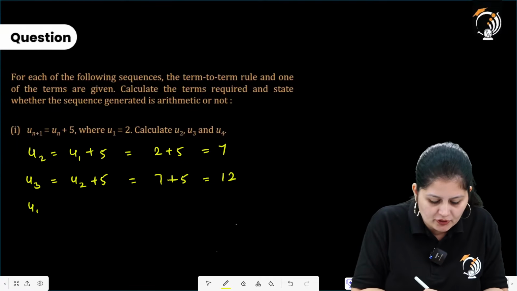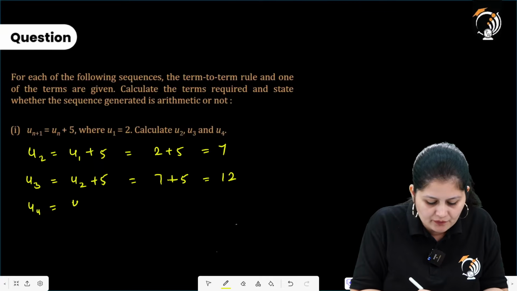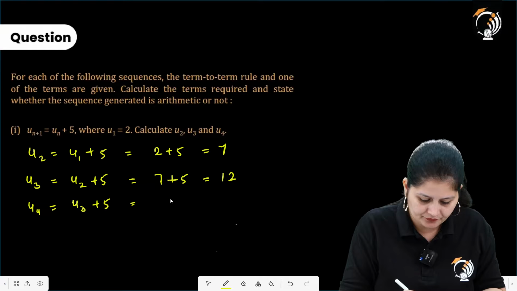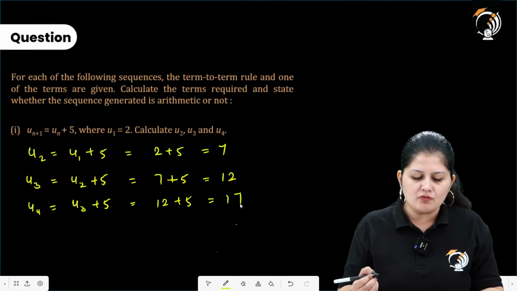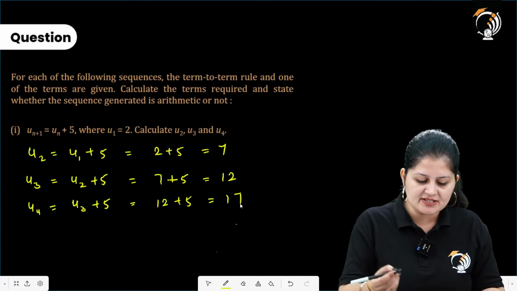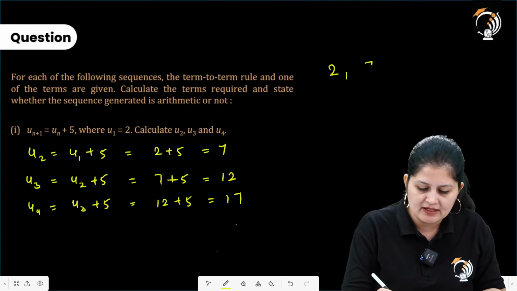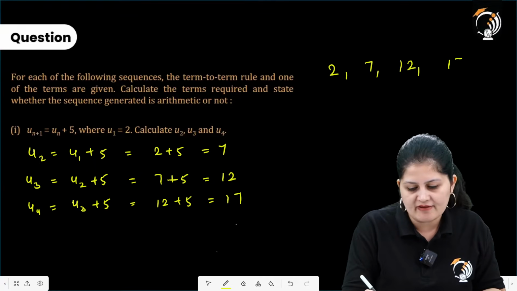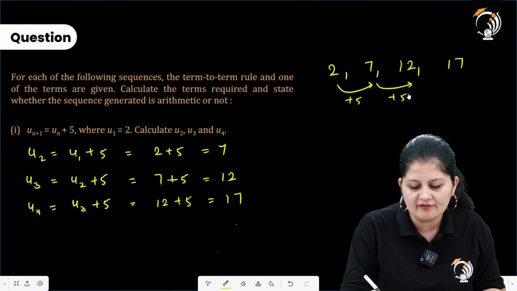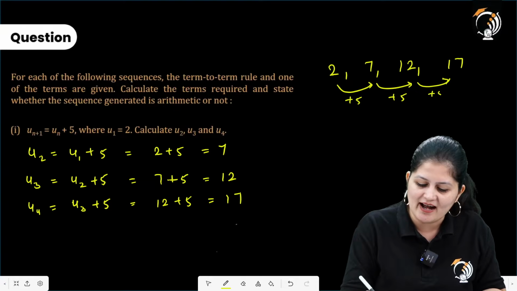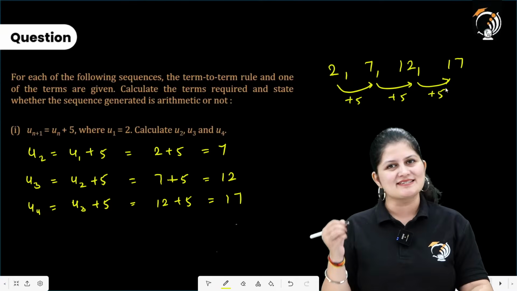In order to get the fourth term, u4 is equal to u3 plus 5. So that is going to be equal to 12 plus 5, which is nothing but 17. What we can observe here is that if we write the terms as 2, 7, 12, 17, there is a common difference of 5. So clearly, if there is a common difference, it is an arithmetic progression or an arithmetic sequence.